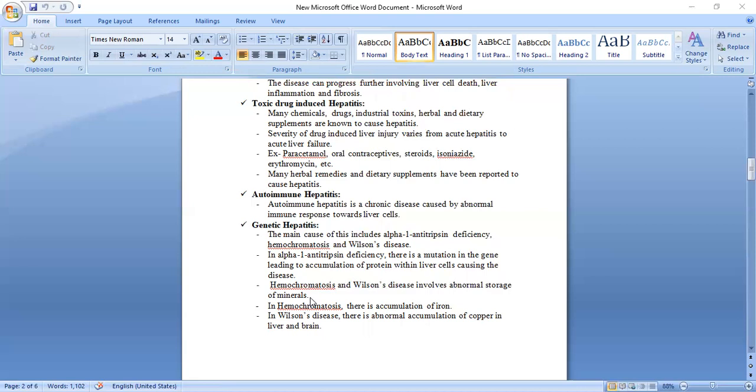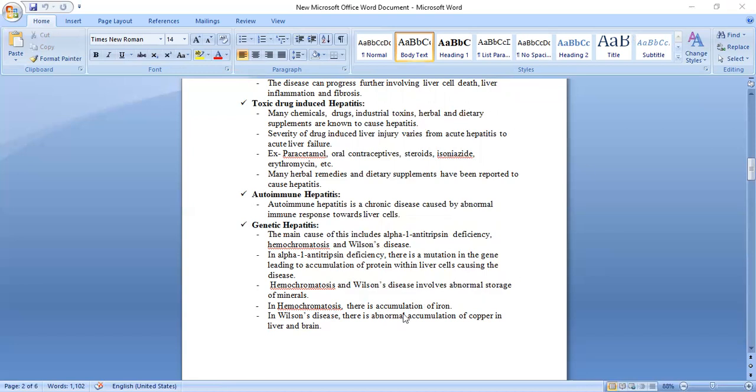Abnormally, the minerals will be stored in the liver. In hemochromatosis, there is accumulation of iron. What happens in that disease? Abnormal accumulation of the iron. And in Wilson's disease, there is abnormal accumulation of the copper in the liver and brain. What happens in Wilson disease? Abnormal copper will be deposited in the liver and brain.